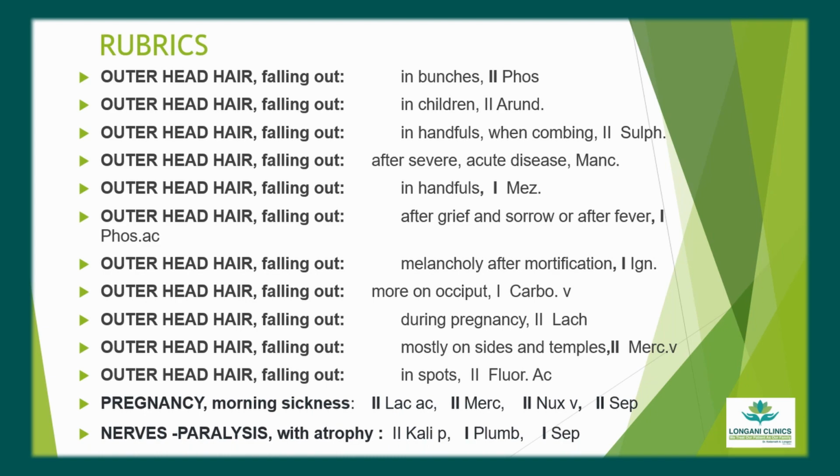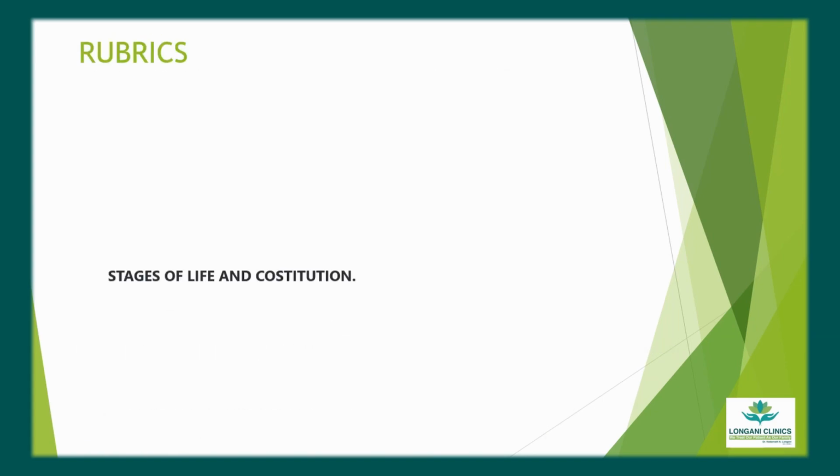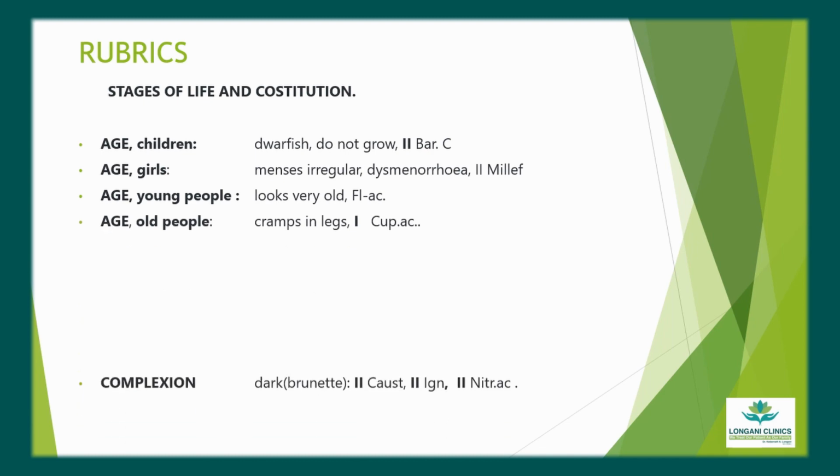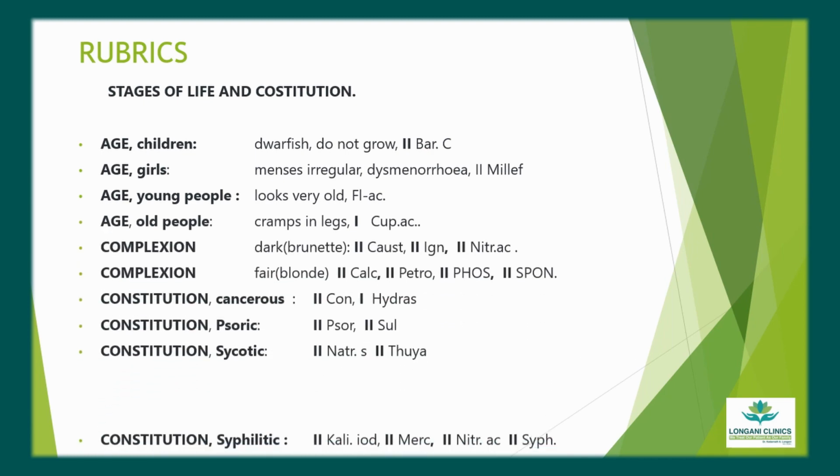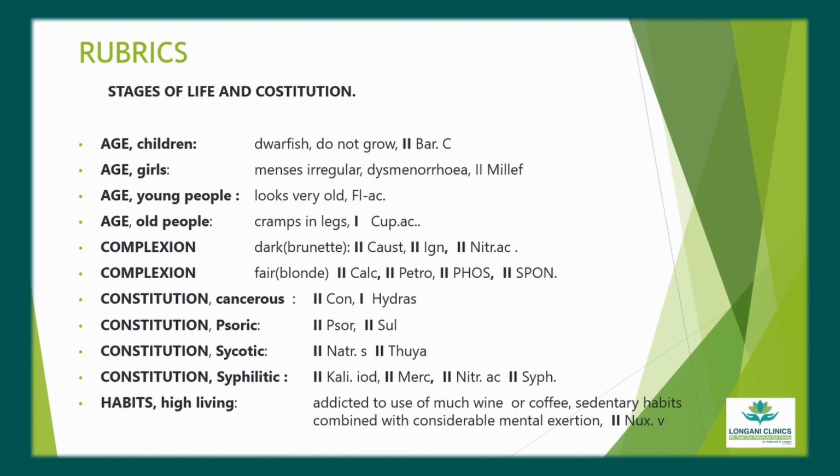The next, pregnancy, morning sickness. You will find the drugs mentioned are lactic acid, merc, nux vomica and sepia. Then nerves chapter, nerves, paralysis with atrophy. The drugs mentioned are calcarea phos, plumbum and sepia. Stages of life and constitution. Here you will find age, children, dwarfish, do not grow. The drug mentioned is baryta carb.